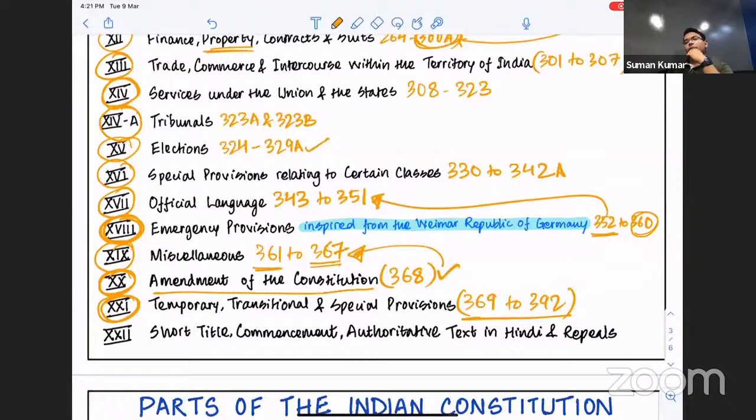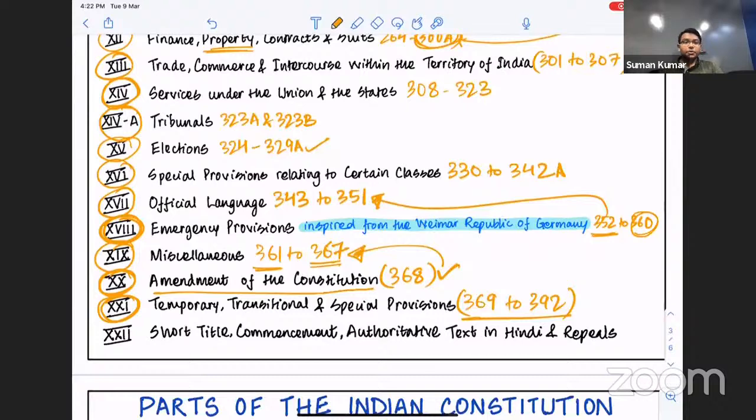Now if you remember this way where 370 is figuring in the constitution, instantly your mind would tell you, okay, Articles 369 to 392 were temporary, transitional and special provisions. Oh, okay, right. So 370 was special provisions for Jammu and Kashmir. Now when they are ending the special provisions, 370 was repealed, which makes sense.